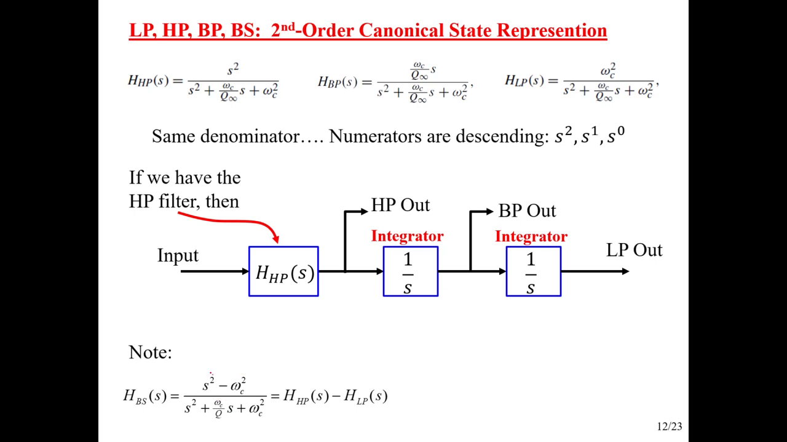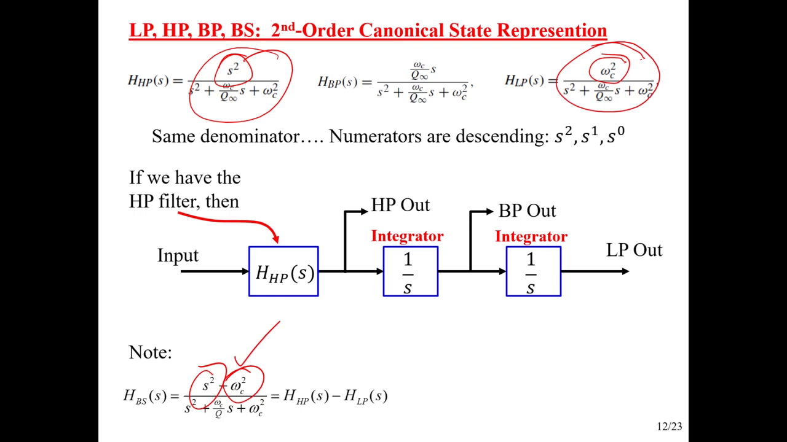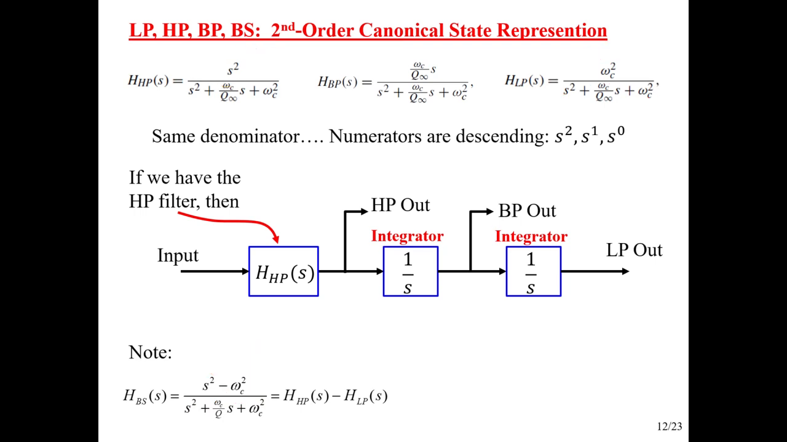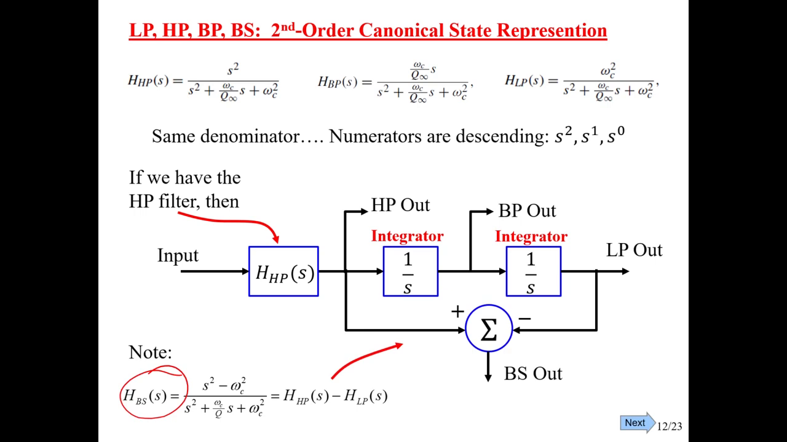But if we see that S squared comes from here and the omega C squared comes from there, so if we took this and subtracted that from it, we'd get that. So all we have to do is take the output of the high pass and the output of the low pass and subtract the low pass output from the high pass output, and we have the output for the band stop. So we can add that to our diagram. And again, we'd have to have, like I said, the right coefficient. So we would need a coefficient here, and we'd need a coefficient here. But again, I'm not worrying about those coefficients.